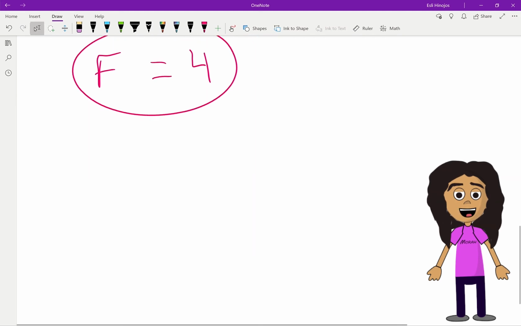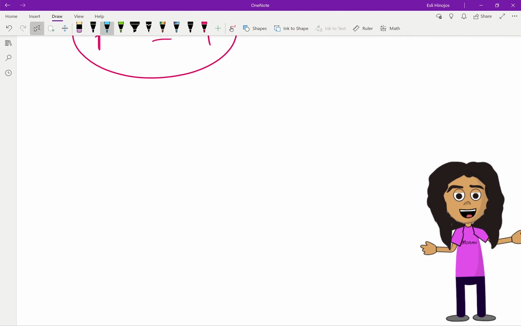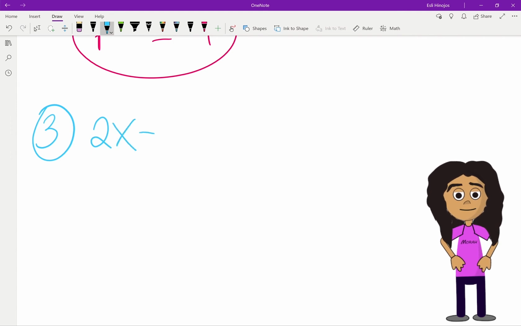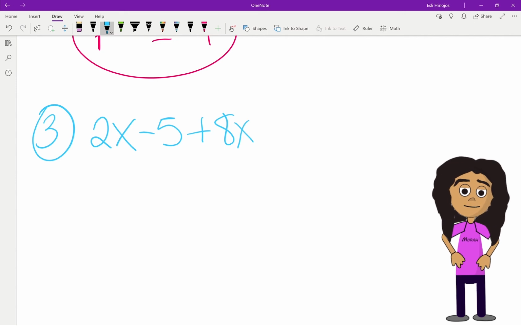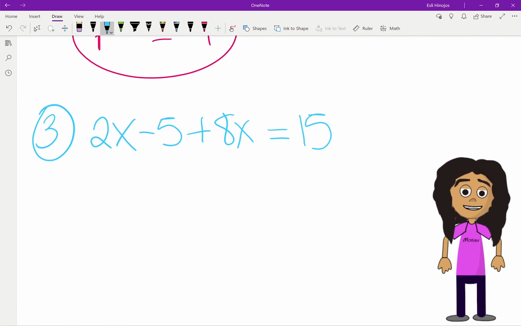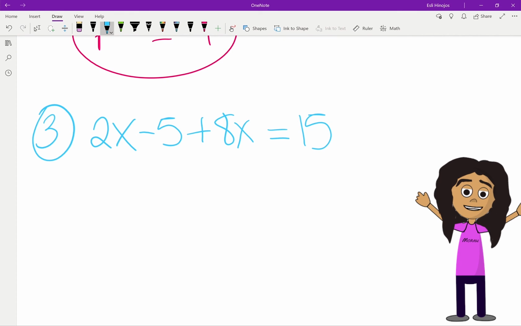Okay, so now let's take a look and see if you are understanding this. So let's do a practice run. So number 3, we're going to do 2x minus 5 plus 8 equals 15. Go ahead and pause the video and try to figure it out by yourself. Okay, perfect. So let's work it out and let's see if you got the right answer.